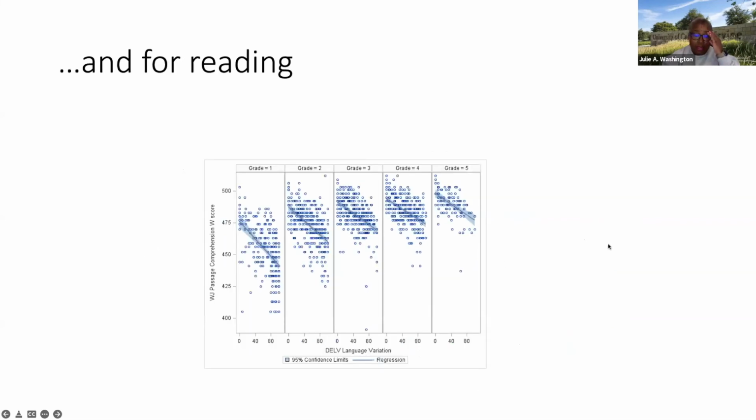We see the same thing with reading across grades. So we see this same pattern where the kids who speak the highest dialect in first, second, third, fourth, and fifth grade are the ones who are most likely to be performing poorly. And this is the passage comprehension subtest of the Woodcock-Johnson. So they're having difficulty with reading comprehension the more dialect they use.